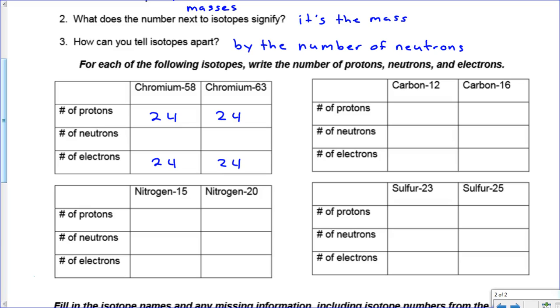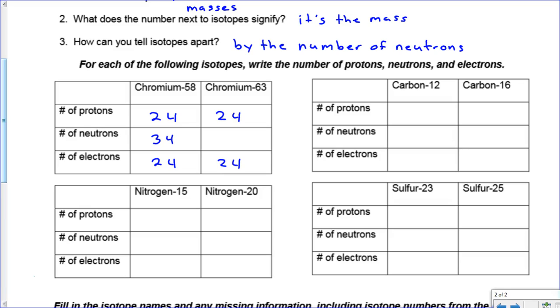All right, so this first one says it's chromium 58. The total mass there then is 58. There are 24 protons, so to make up the remainder of the mass, we need 34 neutrons. The electrons don't count for the mass, so protons and neutrons added together give you 58.